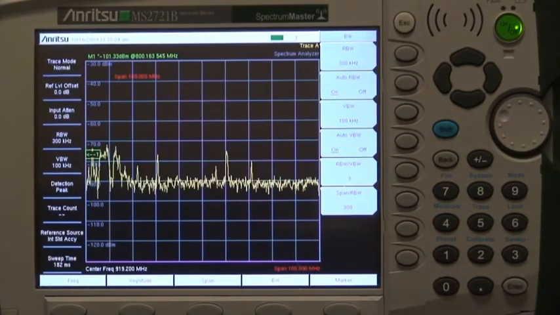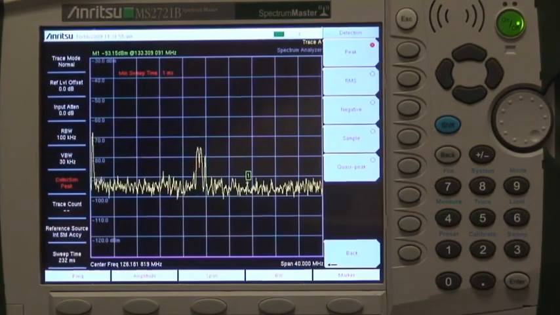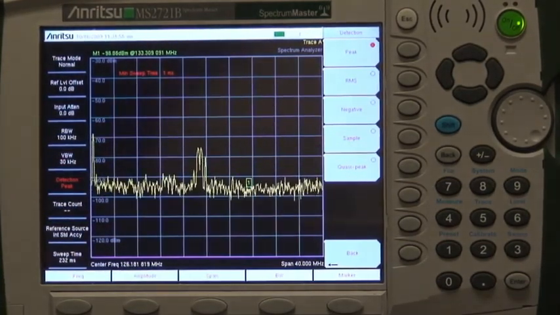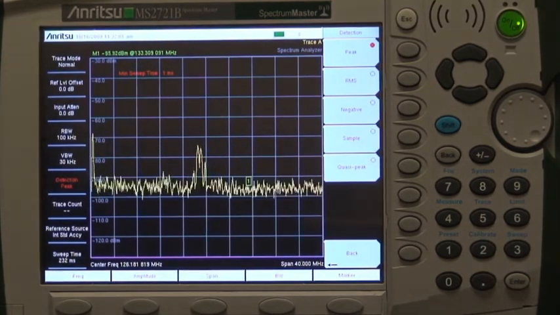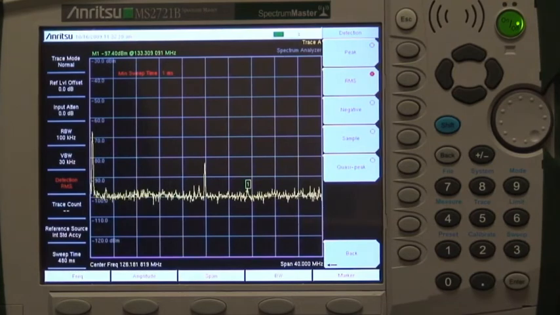The video bandwidth filter can be used to smooth out variations on a measurement. This measurement is made using automatic settings. There is a signal at the marker position, but it is hard to be certain. With these automatic settings, the sweep takes 232 milliseconds. The RMS detector can also be used to smooth out the trace. It also reduces the noise floor by around 3 dB.